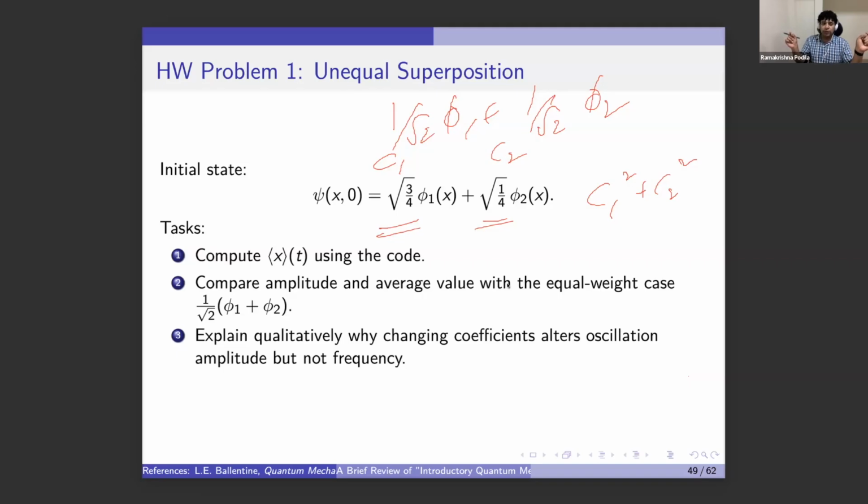So use the code to look at how the expectation value will change. Think about how the nodes will look, whether they will look symmetric like the previous case or asymmetric, and qualitatively try to change coefficients and the states. Instead of phi 1 and phi 2, you can mix phi 2, phi 3 or phi 1, phi 4 and mix them in unequal superpositions and see how the frequency is changing, right? Again, you don't have to submit this for grading, but this is for your own understanding.